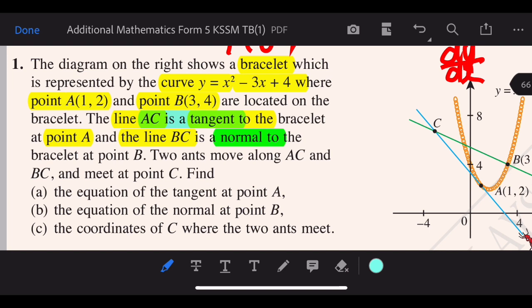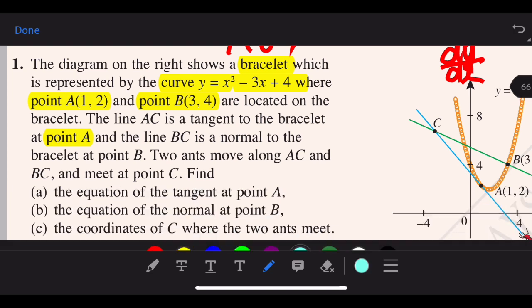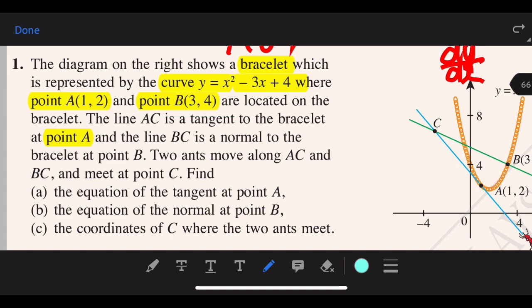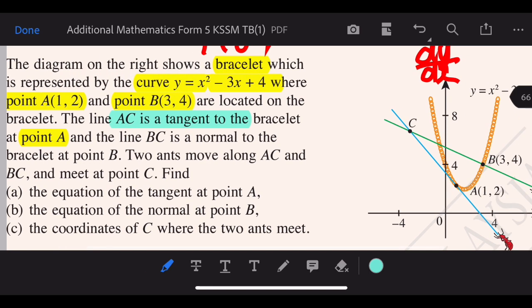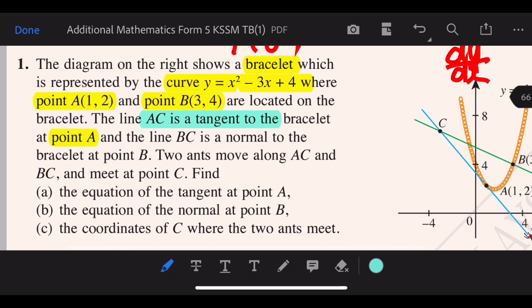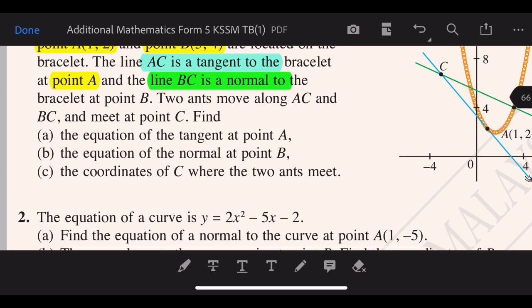So the blue and yellow become green. So now I would like to change the color. Let me erase. Okay, line AC is blue color, right? So I need to identify the blue color. I need to highlight to you that the tangent is actually in blue color. So you must be very sure this one is actually this line A to C, and BC is normal. So there are two different types of line, and the curve is in yellow color.